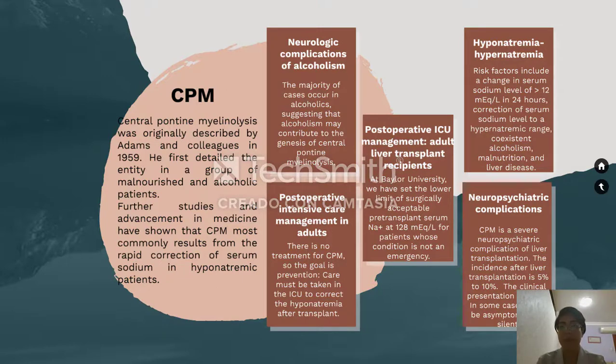Hyponatremia and hypernatremia risk factors include a change in serum sodium level of more than 12 in 24 hours, correction of serum sodium level to a hypernatremic range, alcoholism, malnutrition, and liver disease. Neuropsychiatric complications. CPM is a severe neuropsychiatric complication of liver transplantation. The incidence after liver transplantation is 5% to 10%. The clinical presentations can be really different. In some cases, it can be asymptomatic or silent.